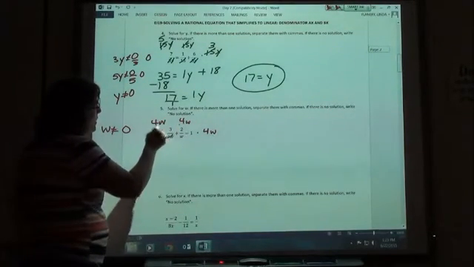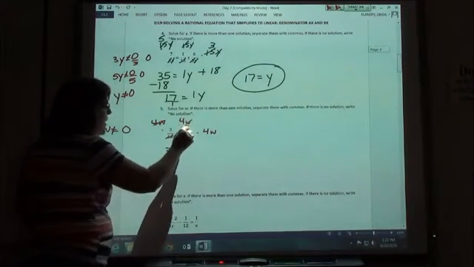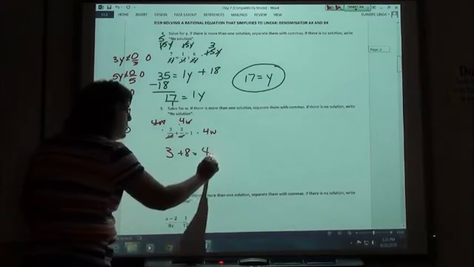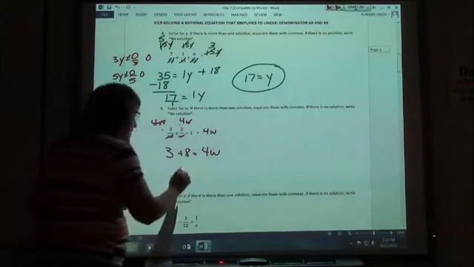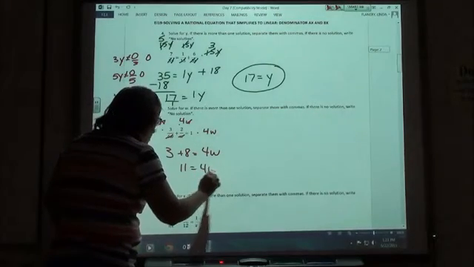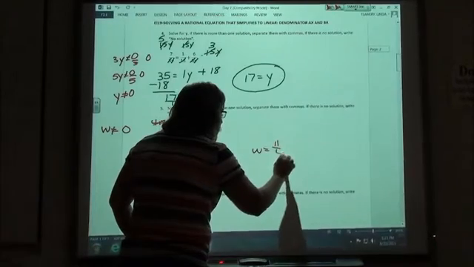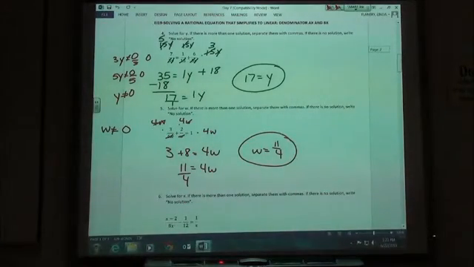So here the 4w cancels out, I just get the 3. Here just the w cancels out, so 4 times 2 is 8. Here nothing cancels out, so I get 4w. So 3 plus 8 is 11 equals 4w. If I divide by 4, w equals 11/4, which is not 0. So again, I don't have to worry about it being restricted.